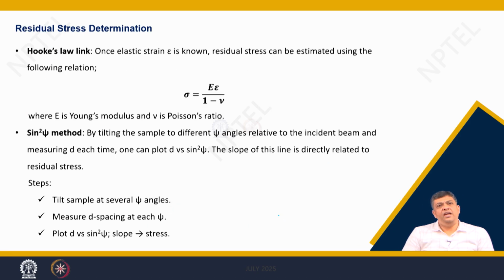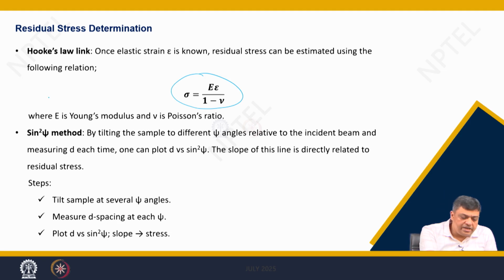Now, let us see, can we get some information about the residual stress. Let us say from Hooke's law, what do you get? If the elastic strain epsilon is known, then the residual stress can be estimated using the relation sigma is equal to E into epsilon upon 1 minus nu, where E is the Young's modulus and nu is the Poisson ratio.